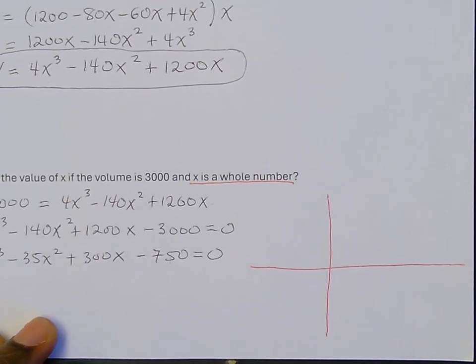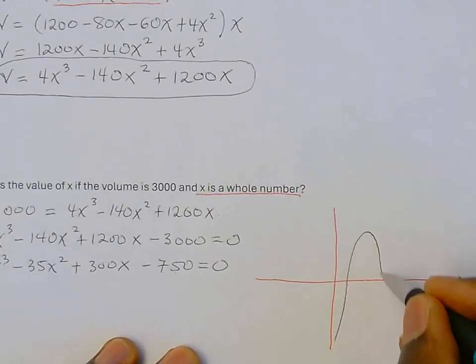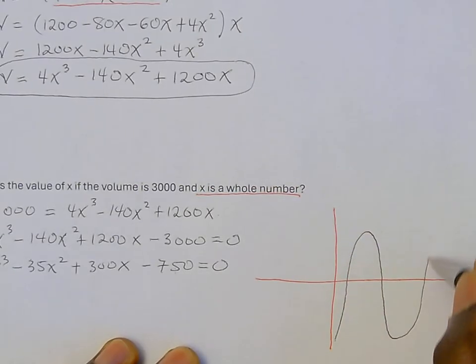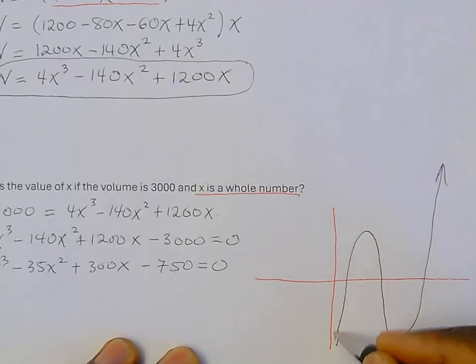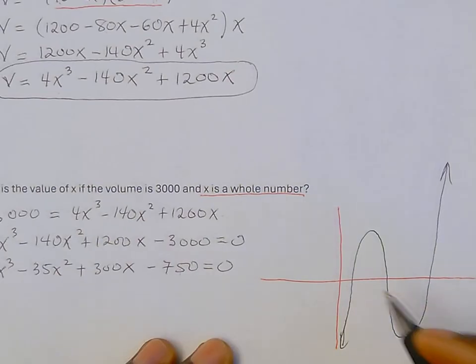This is a cubic graph. We already learned this some time ago. So I'll get a graph that goes like that, a cubic graph with a positive leading coefficient. Now, remember, we are solving for x. So on this graph, the x values are going to be this one here, that, and that.